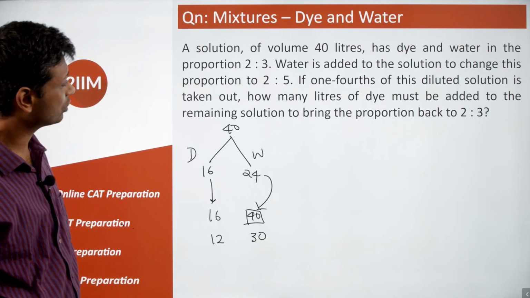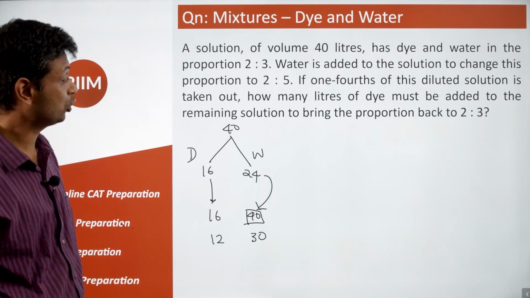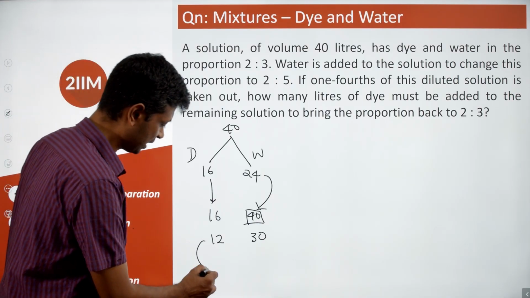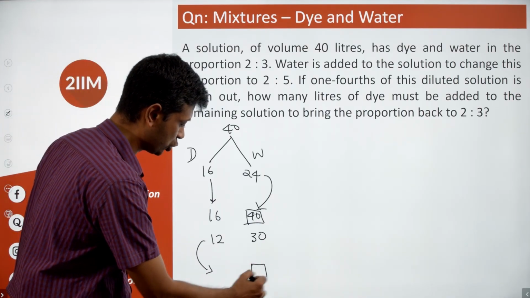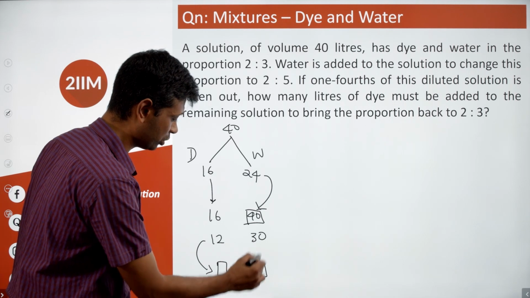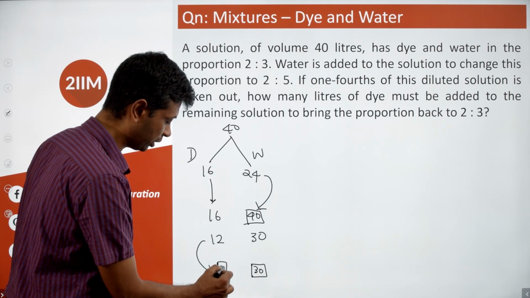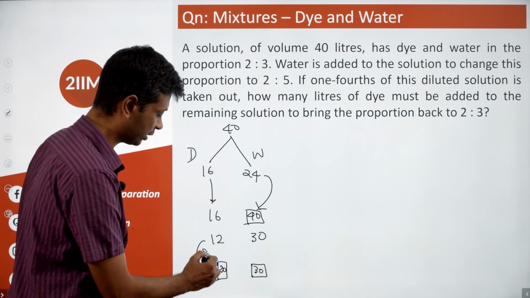Now, how many liters of dye must be added to the remaining solution to bring the proportion back to 2:3? What should we add here? The ratio remains as 2:3. This is going to stay as 30. This should be 2:3. If this is 30, this should be 20. This is 20, we're adding 8 liters.